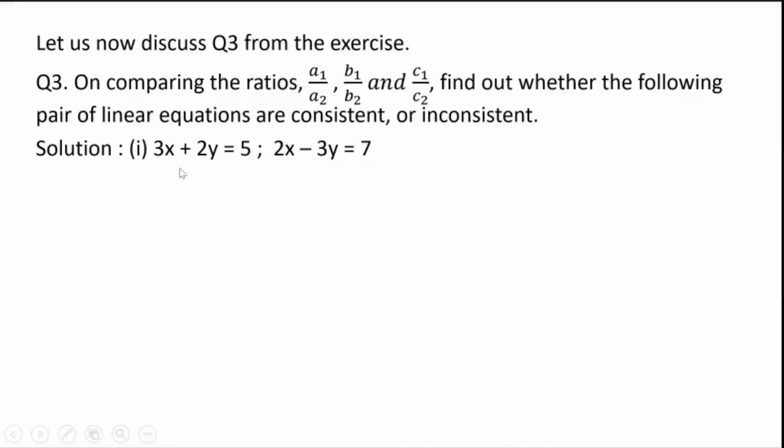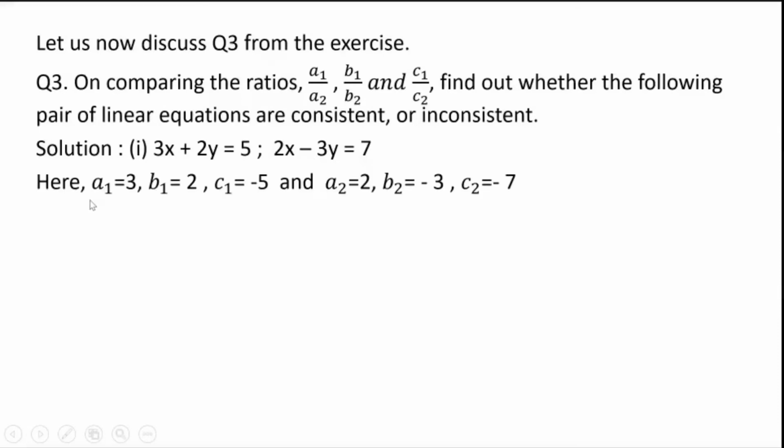If I compare these two equations with the general form of the linear pair of equations, I get a1 equal to 3, b1 equal to 2, and c1 equal to minus 5 if I put minus 5 to the left hand side. Exactly the same way, a2 is 2, b2 is minus 3, and c2 comes out to be minus 7. So what is a1 upon a2? a1 upon a2 comes out to be 3 upon 2. What is b1 upon b2? It comes out to be 2 upon minus 3.